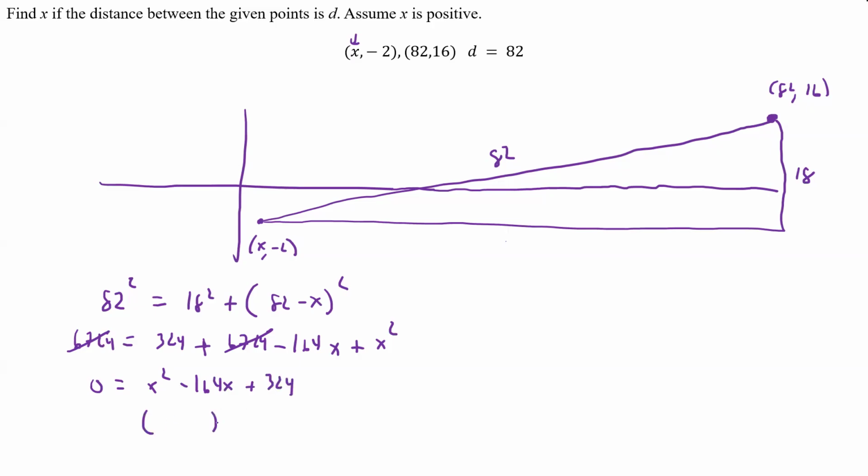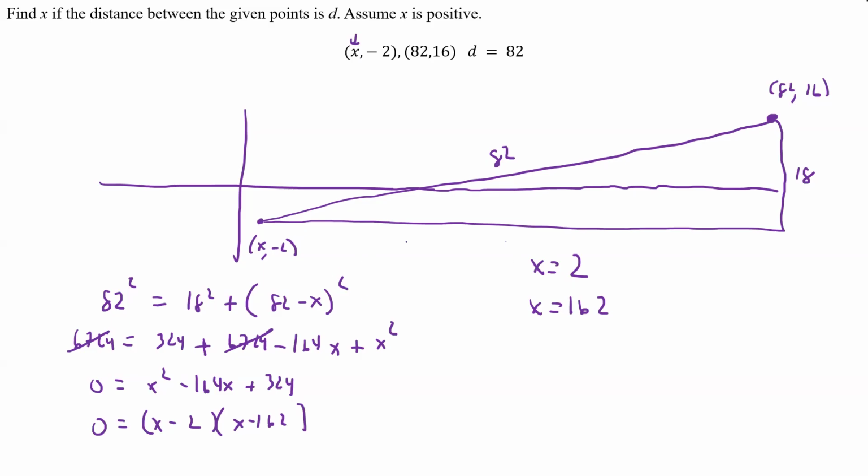Now we have to factor this. I'm going to try, what am I going to try? Let's divide it by 2, so that's 162. That would work. So x minus 2, x minus 162, because -2 minus 162 is minus 164. Multiply it, we get that. So here, x is going to be either 2 or x is going to be 162. Okay. Now, does that work?